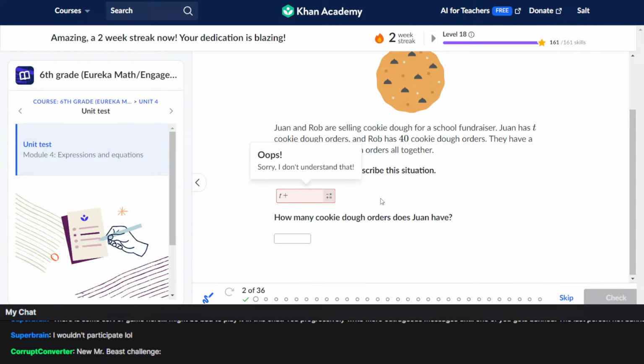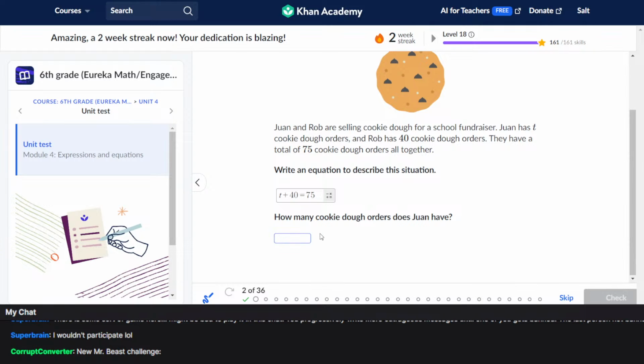Ooh, the shade, the Mr. Beast shade. Says I wouldn't participate, LOL. I would make a comment about Mr. Beast, but I don't want to get hate raided by a bunch of Gen Alphas, so.